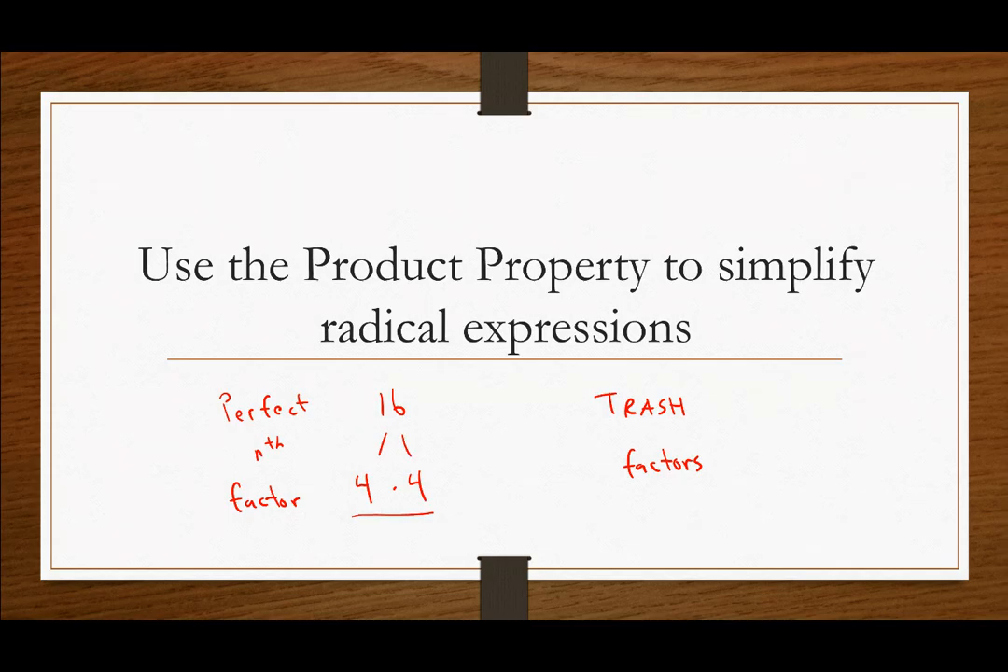What's a trash factor? Well, let's take 8, for example. 8 could factor into 4 times 2, where 4 is the perfect square, but 2 isn't. We would refer to this as the trash factor. So trash factors in this case just refer to terms that can't be written as perfect squares, perfect cubes, or any other order term.